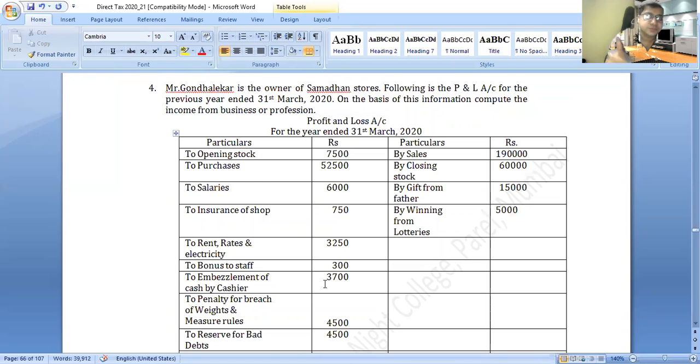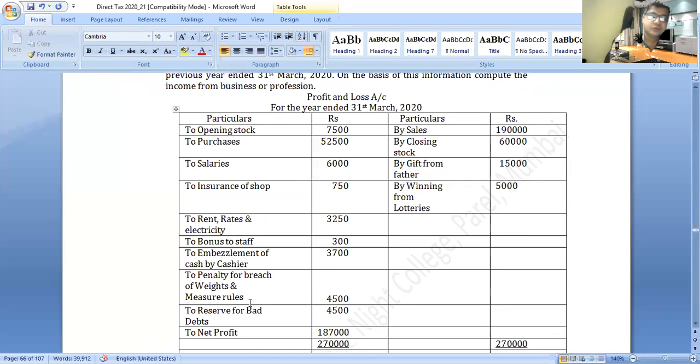In the last problem we discussed that embezzlement means misappropriation of cash. Even if the cashier misappropriates cash, it is an allowable business expense. Penalty is disallowed, so it should be added. Reserve for bad debts is also disallowed, so it should be added.